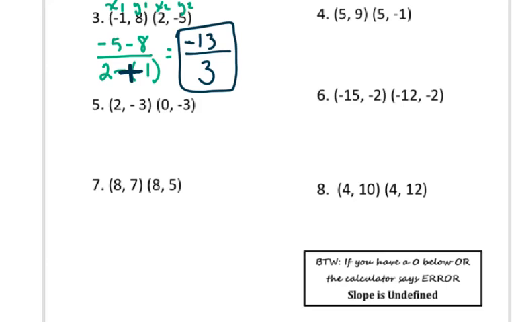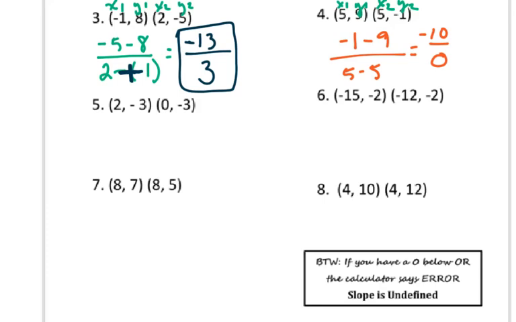So in number 4, same thing. Let's do it together. X, Y, X, Y. These come first, these come second. My y2 is a -1. My y1 is a 9. It's the change in y's. It's my rise number over the change in x's. -1 minus 9 is the number -10. 5 minus 5 is 0.